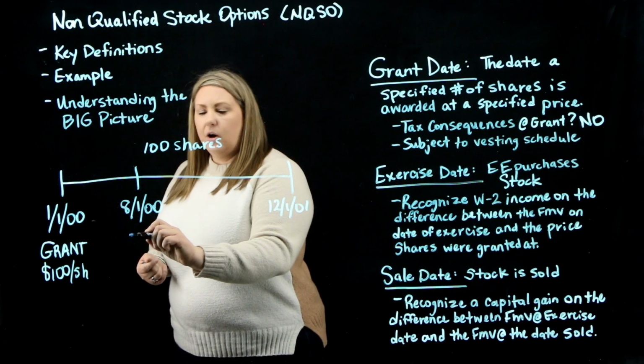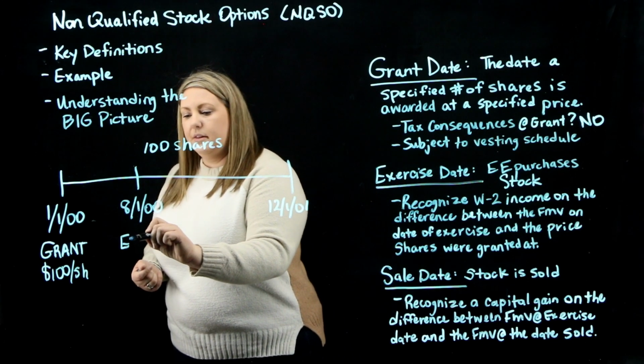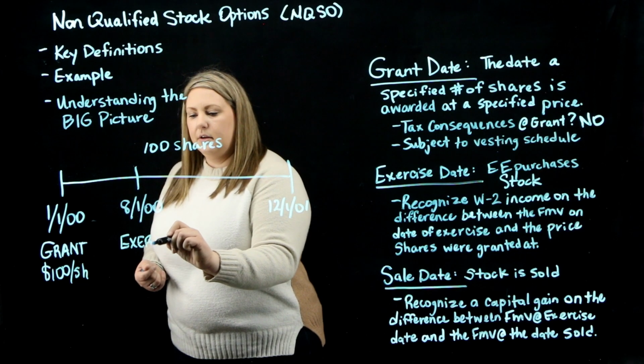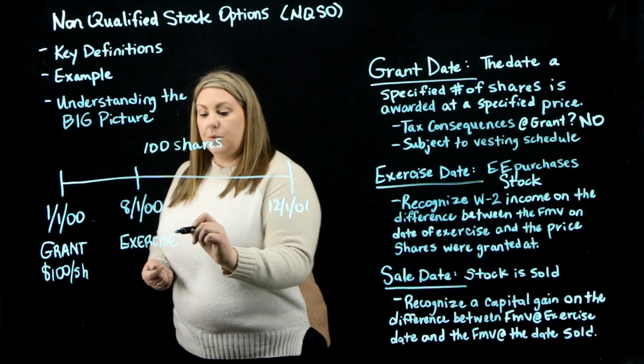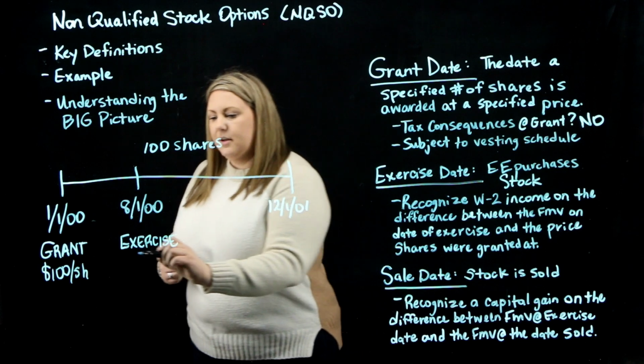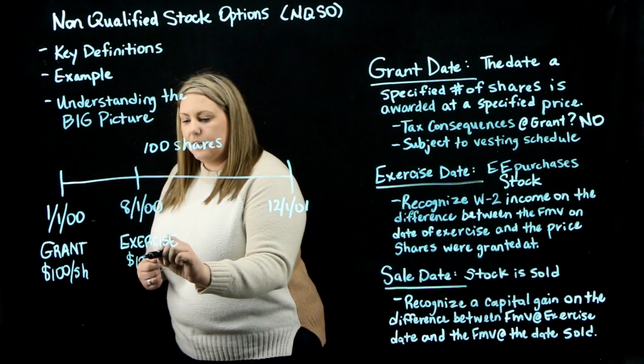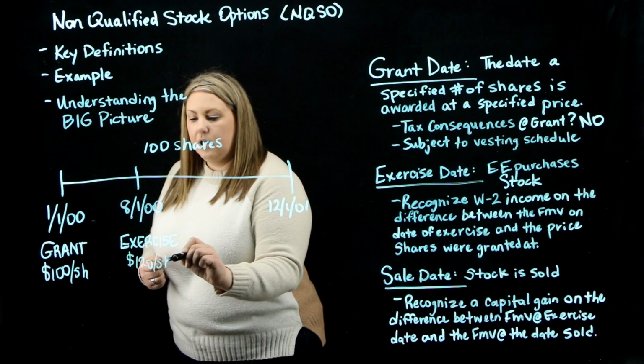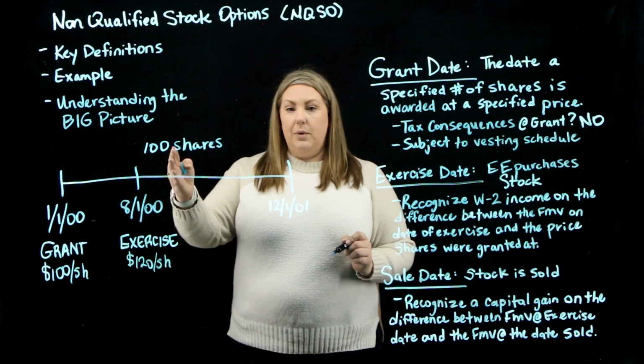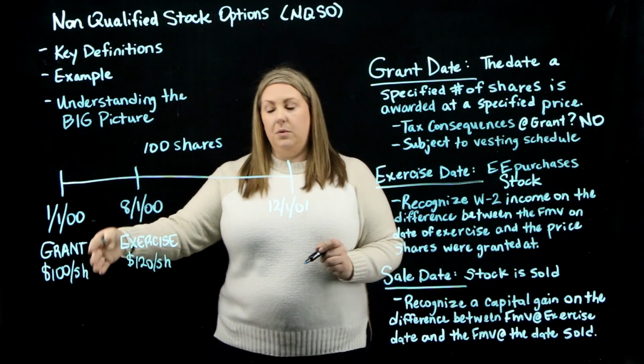So now we are actually going to say that in August, we've got an exercise date, so we're actually purchasing these shares, and we're going to assume that this was $120 per share. So we actually purchased the shares that we were given.